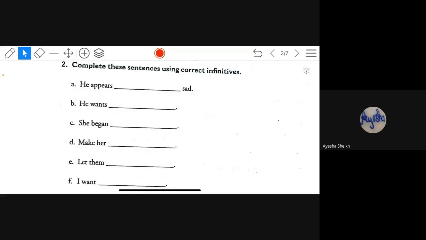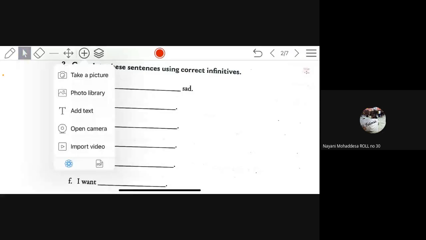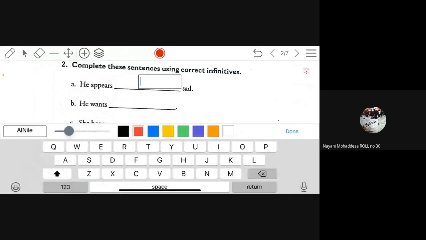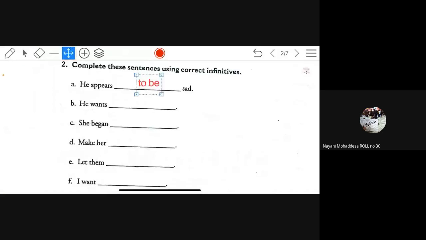Now you have to use an infinitive over here. You can use any infinitive, and you have to complete the sentence. It is not compulsory that every time you use "to plus verb", but you can use it, and the sentence can also be completed without "to plus verb", but we have to use infinitives, what we learned just now. To be. He appears to be sad.